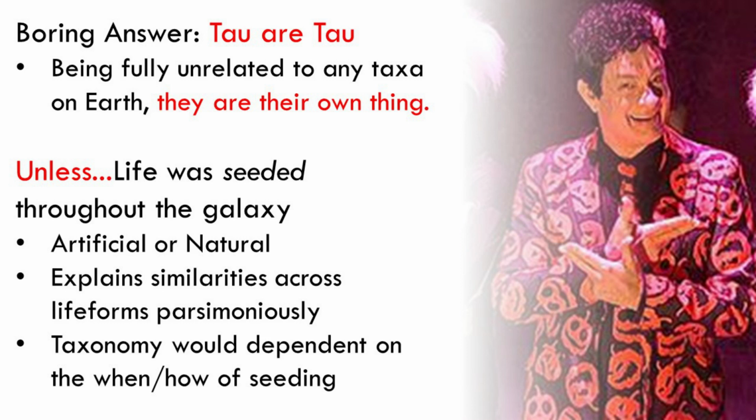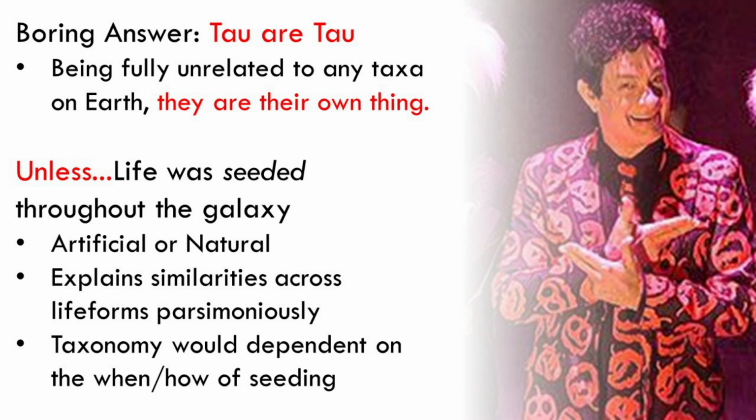If this were true, it would explain similarities across life forms parsimoniously with relatively few assumptions. So we could look at organisms in the 40K universe, Tau, Eldar, the various humanoid life forms, and say, oh, these similarities exist not by random chance, but because they are derived from a similar common ancestor. And if that were true, then taxonomy that we've already established could apply to those new life forms.